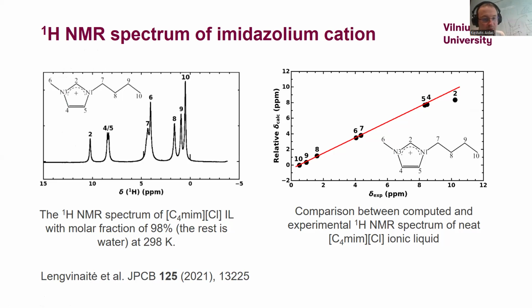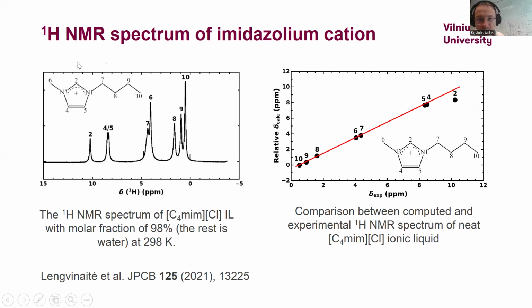Earlier, some years ago, we tried to model the proton NMR spectrum of the neat ionic liquid 1-methyl-3-butyl imidazolium chloride. We used our computational technique just as described. We performed molecular dynamics simulations of this ionic liquid, and we used the QM/MM model to calculate the proton NMR spectrum of this imidazolium ion.